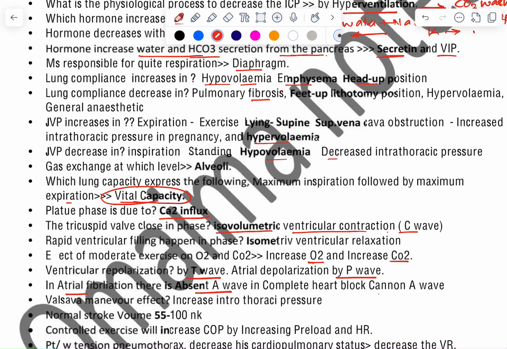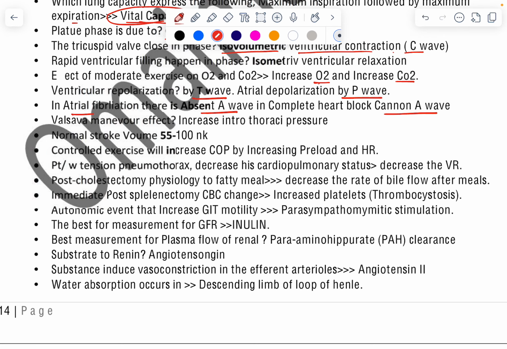Complete heart block causes cannon A waves. The Valsalva maneuver increases thoracic pressure. Normal stroke volume is around 70 ml; stroke volume is equal to end diastolic volume minus end systolic volume. Controlled exercise will increase cardiac output by increasing preload and heart rate.